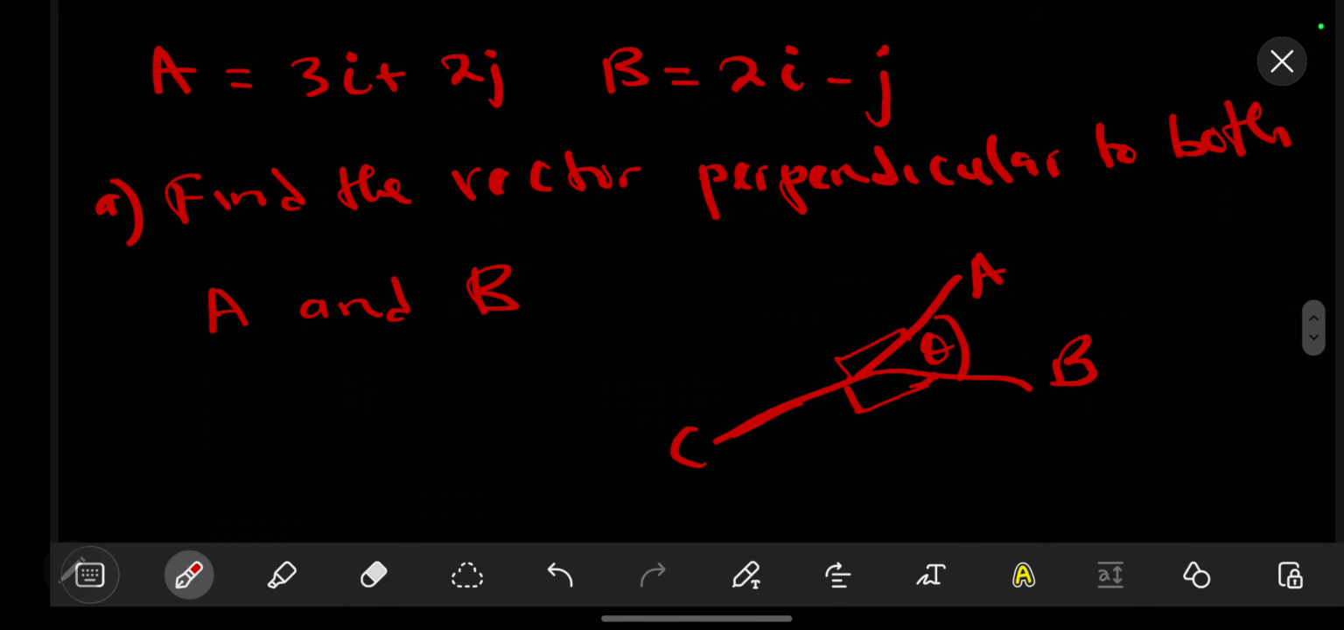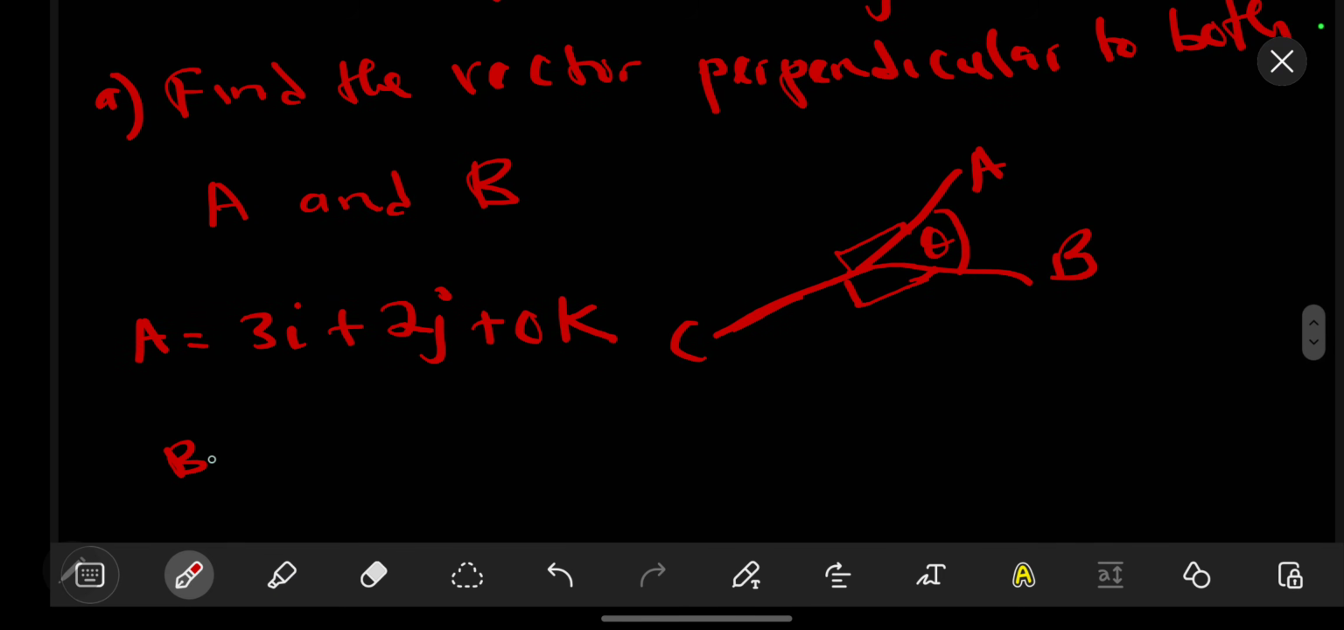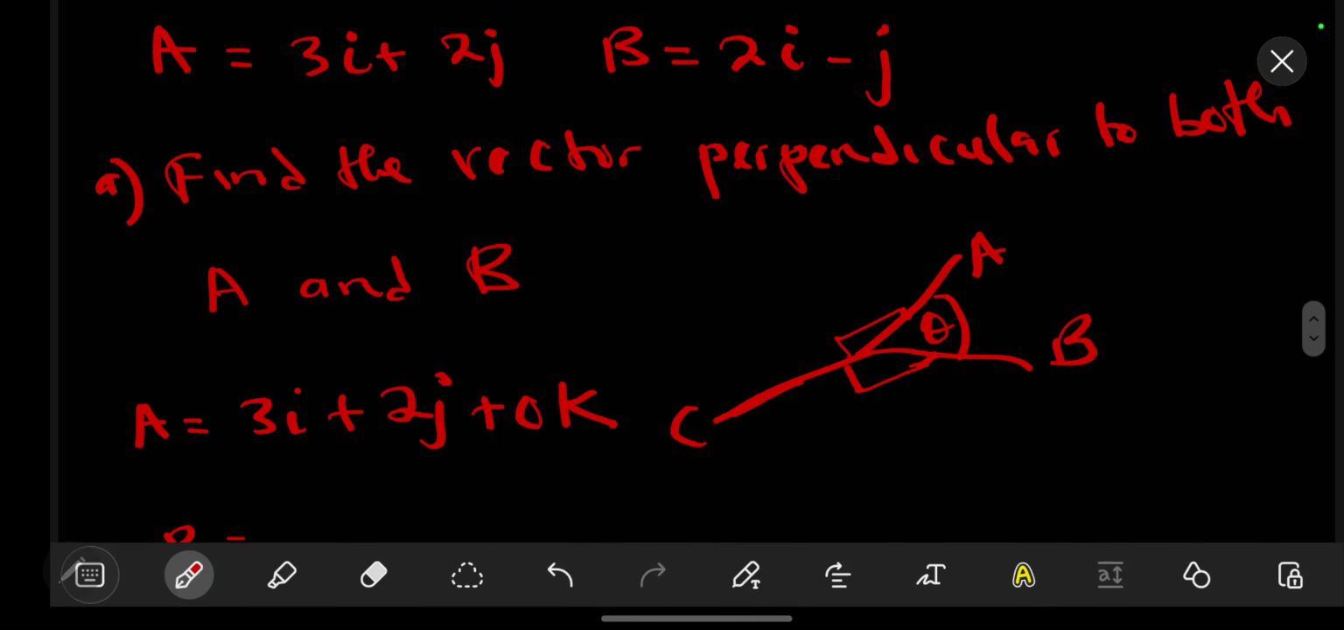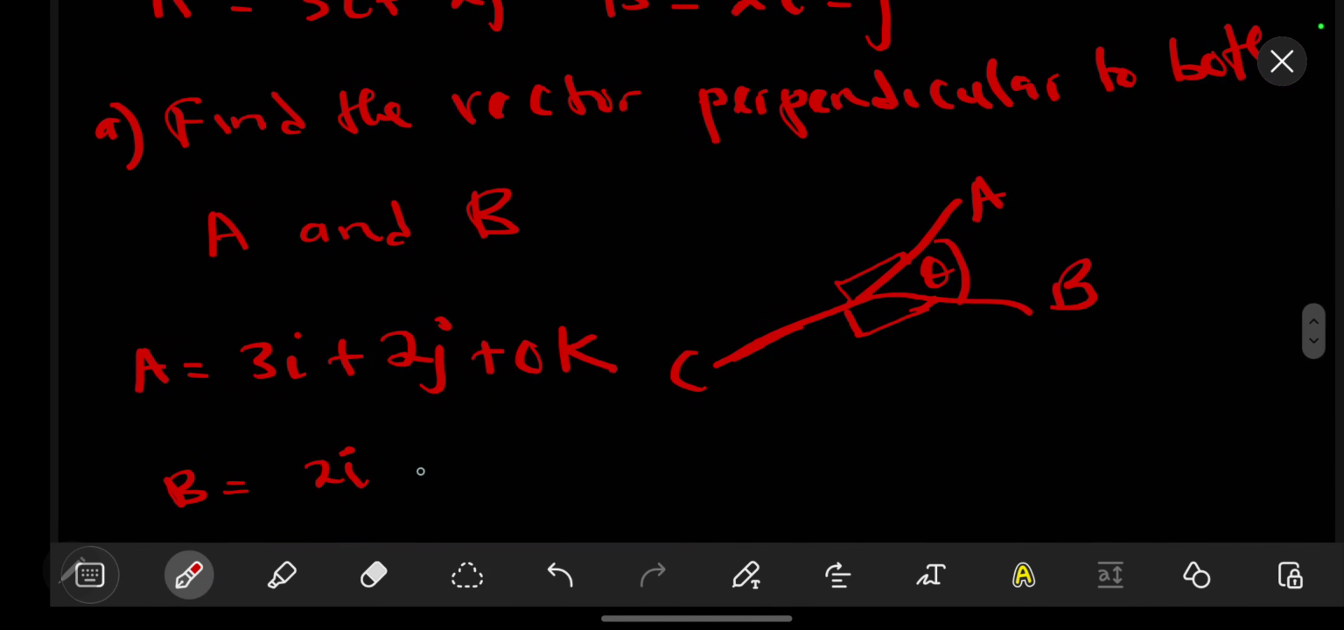Now if you look at your A, it's 3i plus 2j. Even B is 2i minus j. So what are we going to do with the z component? It means it's there. So this is the same as having A equal to 3i plus 2j plus 0k like that. Then we have our B, which should be equal to 2i minus j, plus 0k.